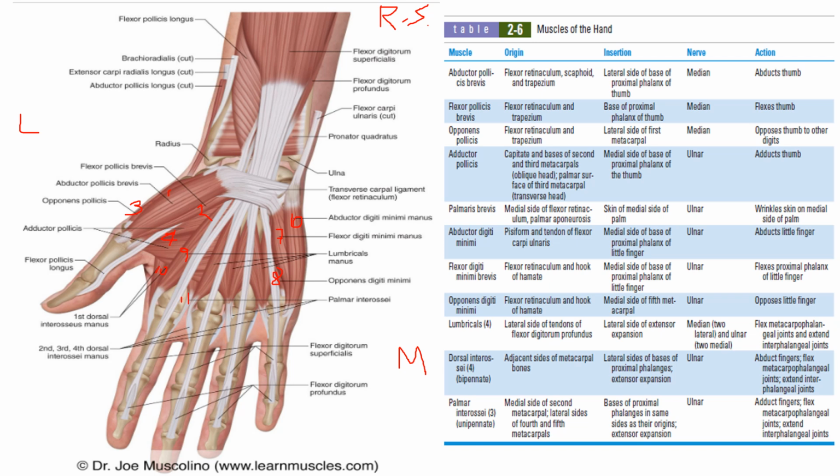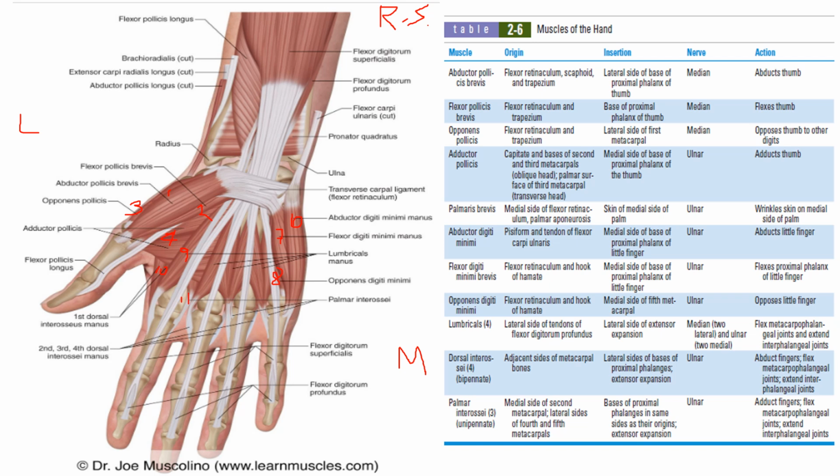The abductor pollicis brevis over here originates from this structure called the flexor retinaculum. It also originates from the scaphoid and the trapezium, which are carpal bones. And the abductor pollicis brevis inserts into the lateral side of the base of the proximal phalanx of the thumb. Again, when we hear the term pollicis, it has something to do with the thumb. It is innervated by the median nerve, and its function, as the term suggests, is to abduct the thumb.